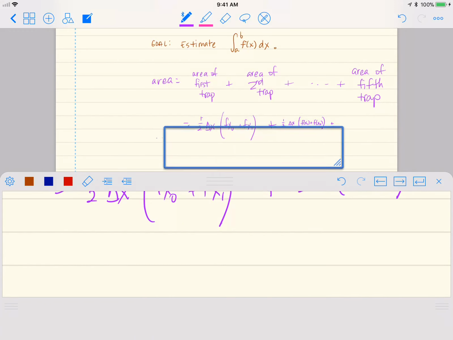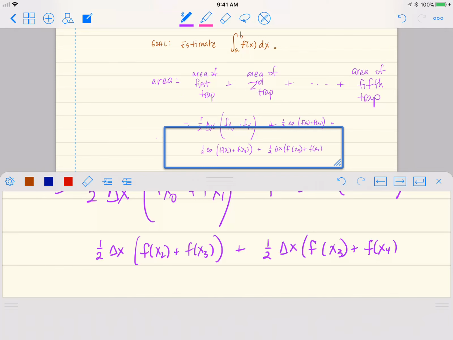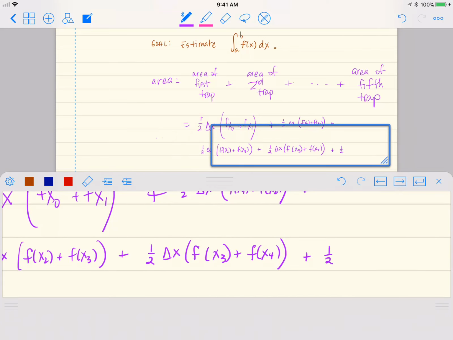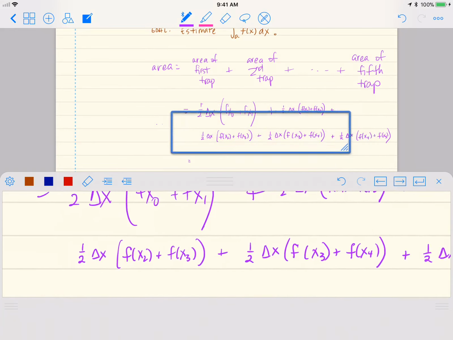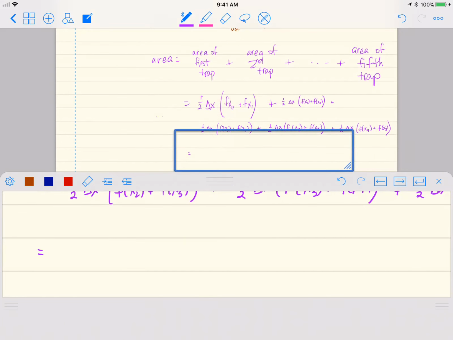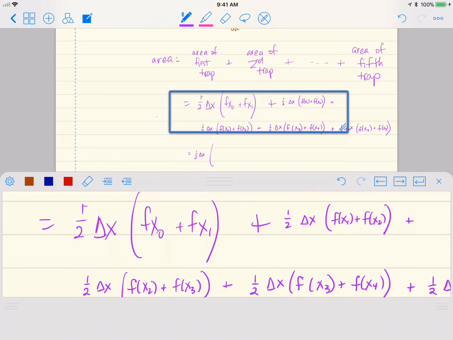Okay. And the area of my third trapezoid is 1/2 delta x times f of x2 plus f of x3. My fourth is going to be 1/2 delta x times f of x3 plus f of x4. Okay, and my last one is going to be 1/2 delta x times f of x4 plus f of x5. Okay, and so when I add them all up, I notice that I can factor out 1/2 delta x from each term. So that's 1/2 delta x. And then now what's left? F of x0, f of x1, f of x1, f of x2.